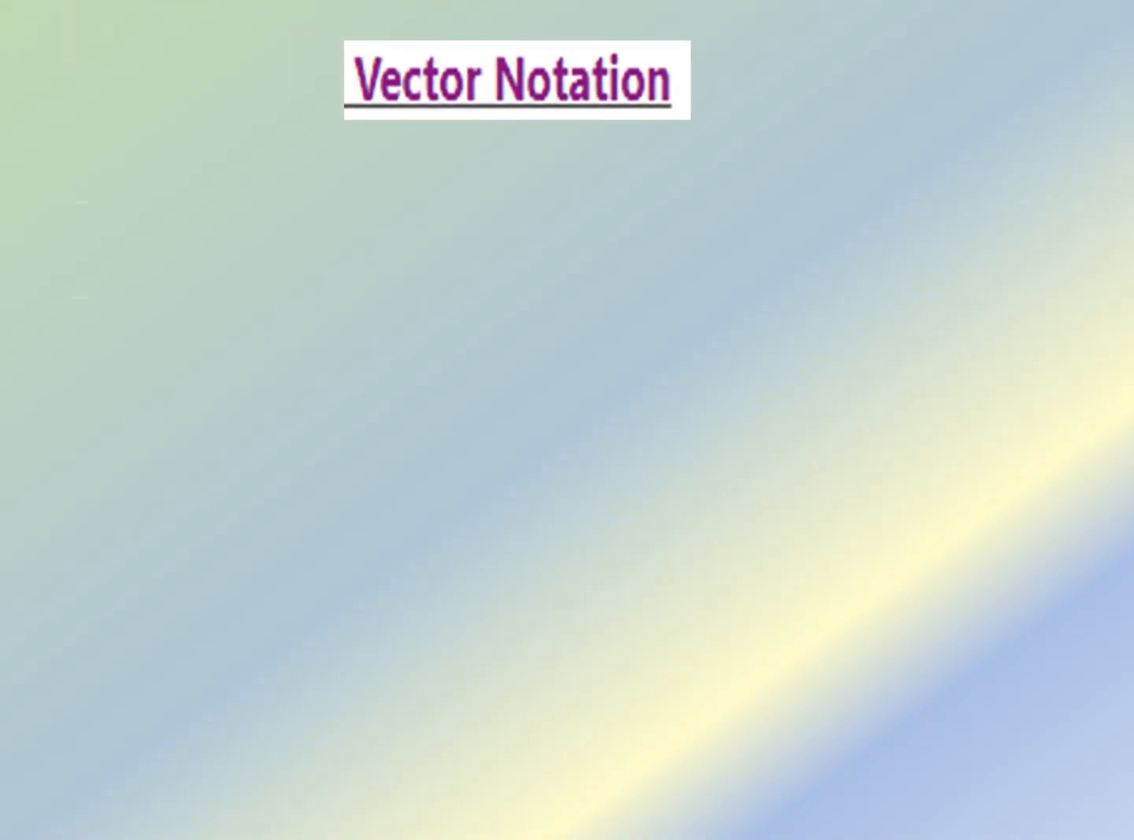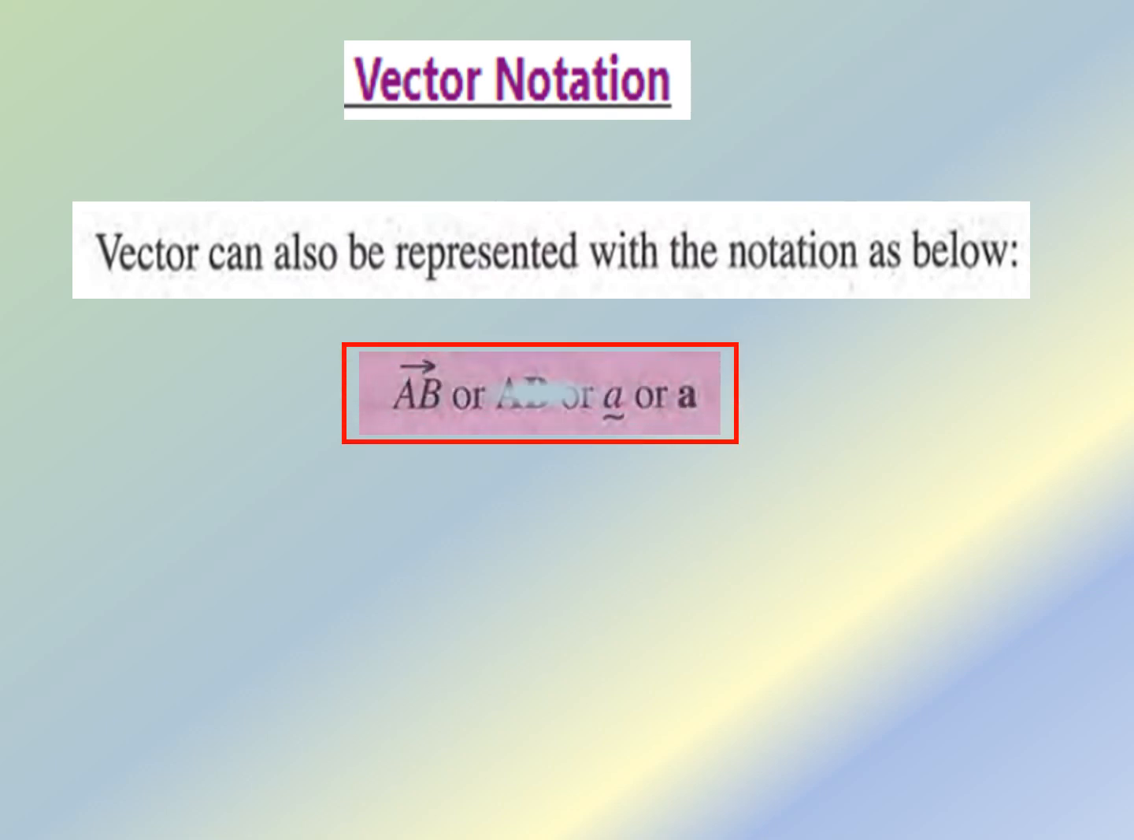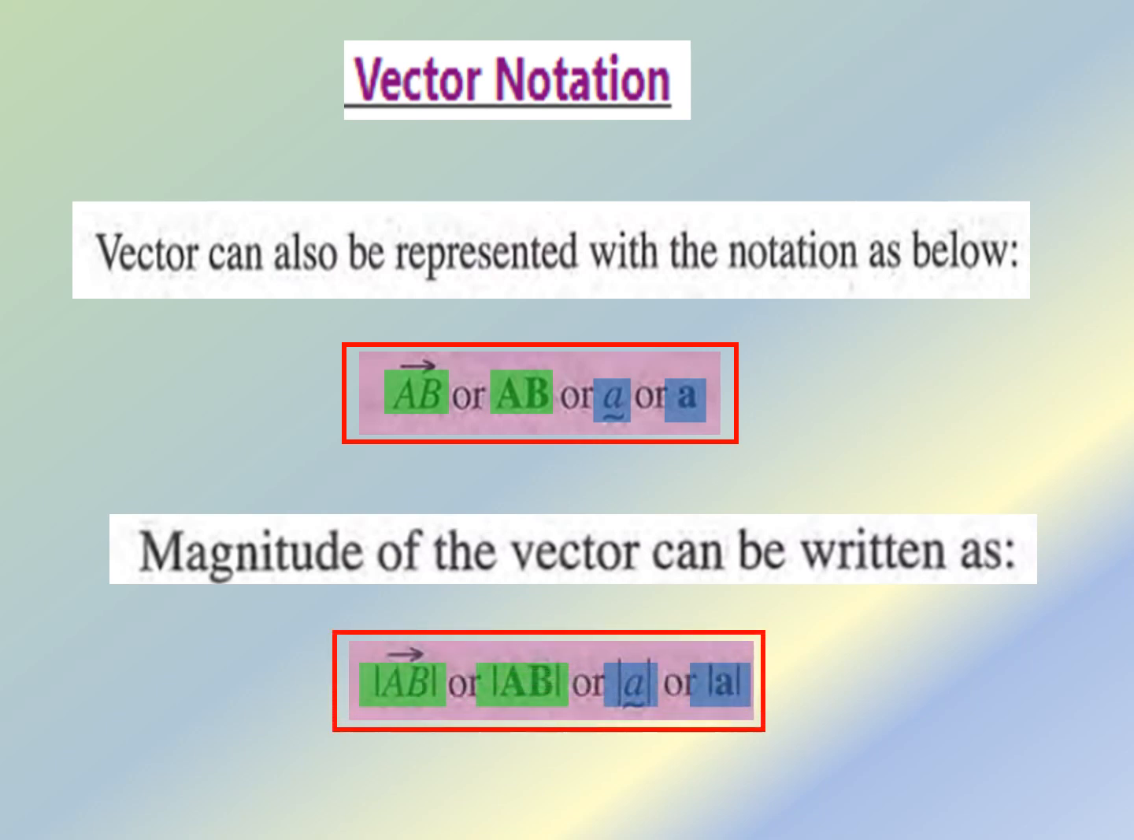Vector notation. Vector can also be presented with the notation as shown below. There is an arrow that shows the direction of a vector from A to B, whose magnitude is AB, or letters with bold printing, or a small letter with a line under it, or a small letter with bold printing. Magnitude of the vector or the length of the vector can be written as the symbol below.